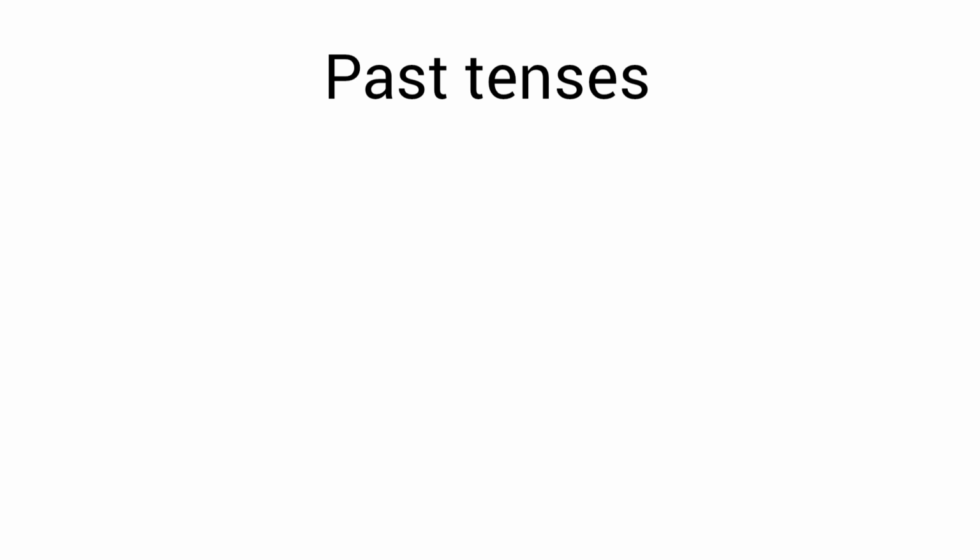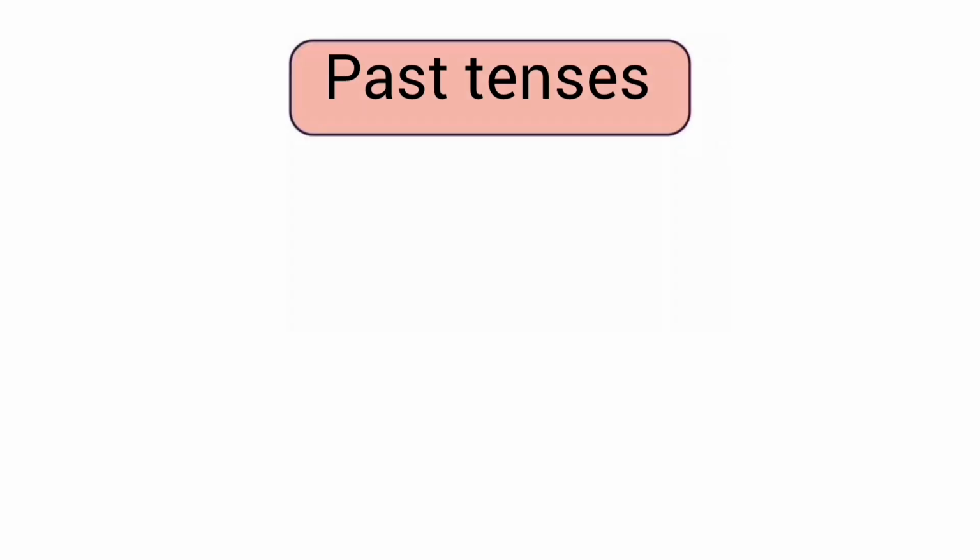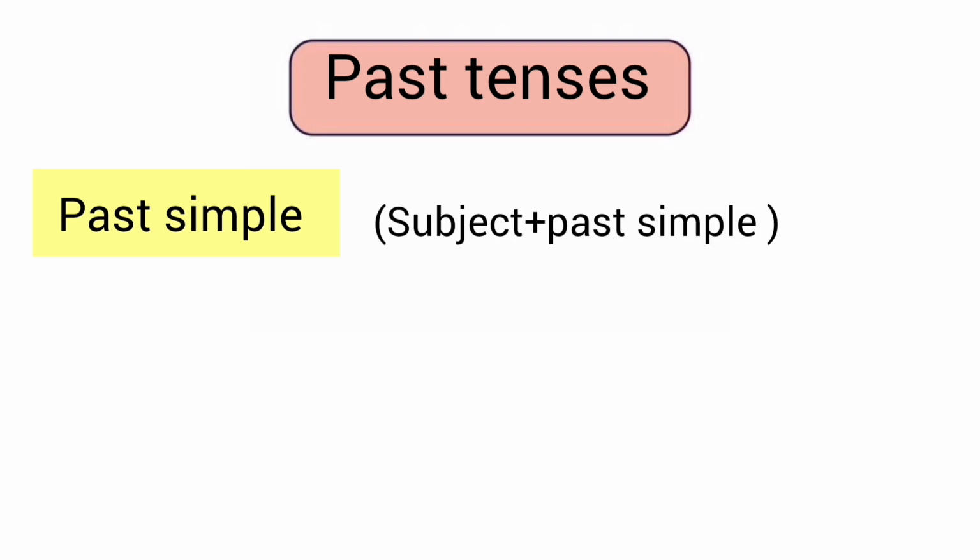Past tenses. Again, we have 4 past tenses. Past simple. The general sentence structure is subject plus past simple. For example, I studied. We use this tense when we are talking about an action that started in the past and finished in the past as well.